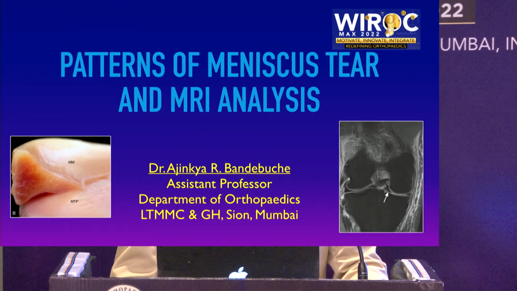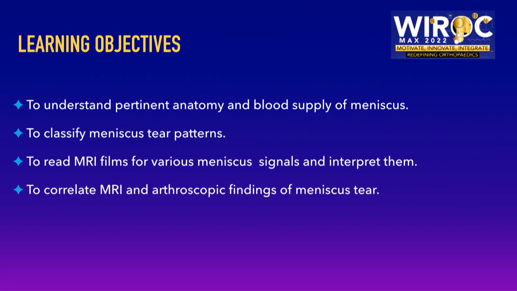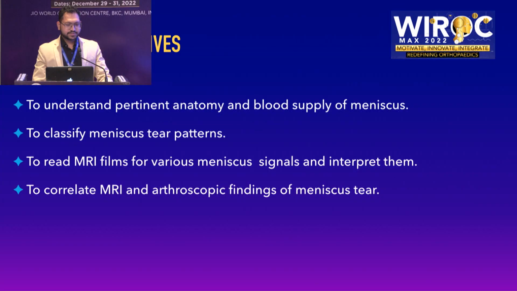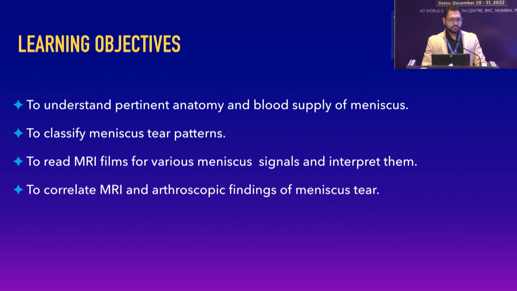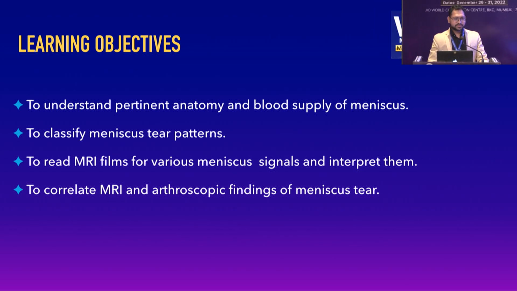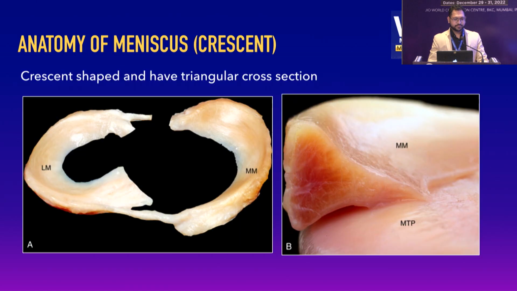The topic is the patterns of meniscus tear and the MRI analysis. What are the learning objectives of this particular talk? You will understand the pertinent anatomy and the blood supply of the meniscus. You will be able to classify the meniscus tear patterns. You will be able to read the MRI films for various meniscal signals and interpret them. And you can also correlate the MRI and the arthroscopic findings of the meniscus tear.